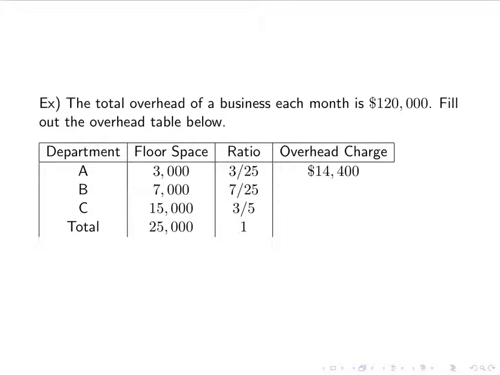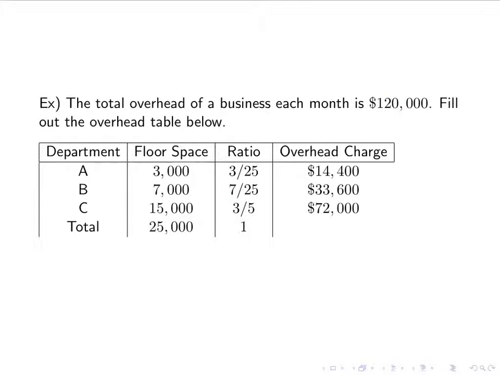Depending on the ratio and the total overhead, we might have change. And just remember that it is dollars, so you're going to have to round to 2 decimal places. These ones aren't going to be too bad in this example, though. So for Department B, we take our 7/25 multiplied by the 120,000. We get 33,600. And then lastly, for Department C, we take their ratio, and then multiply again by the 120,000.